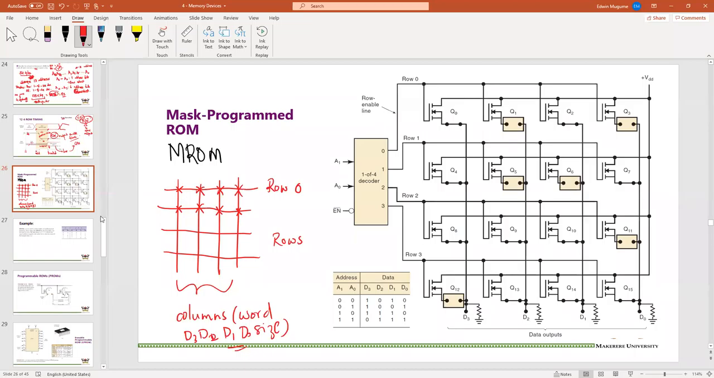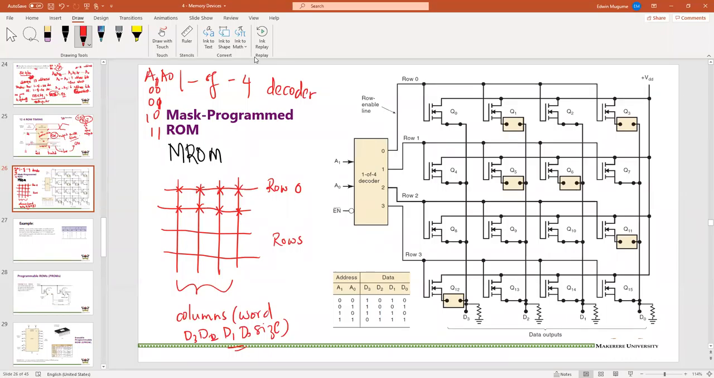Now, how do we select between 4 rows? We can use a decoder, and usually this is a 1 of 4 decoder. 1 of 4 means that one row will be selected out of the 4 possible rows. If it's a 1 of 4, then its inputs are going to be 2. A1, A0 can change from 00, 01, 10 to 11. Depending on which input you have at the input of the decoder, one of those rows will be high, the other ones will be low. By being high, it means it has been selected.